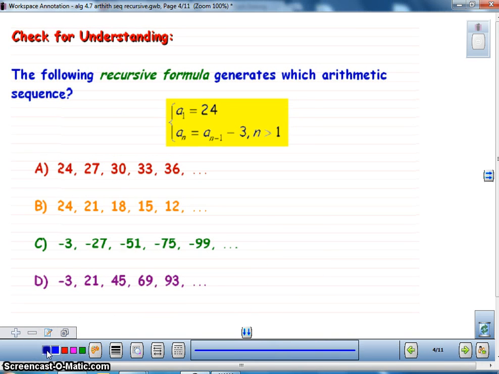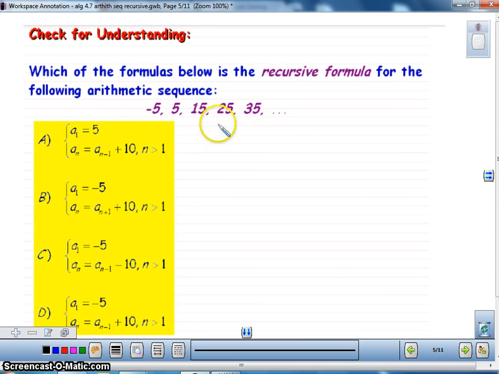So if we are looking at the following recursive formula, which one would it generate? Well, if we start off, we know a_1 is 24, so right off the bat, we can eliminate C and D. And the main reason we know we can eliminate those is that they do not start with 24. Key thing next is we're looking at the common difference is a minus 3. So it cannot be A because A is adding 3. And our answer in this case, if we look at our formula, is that we are going to be subtracting 3 each time.